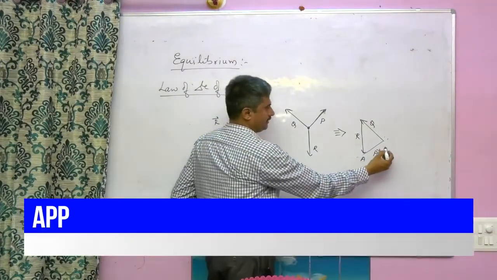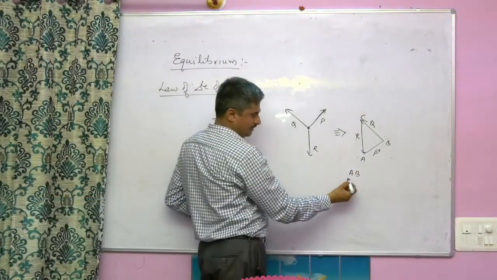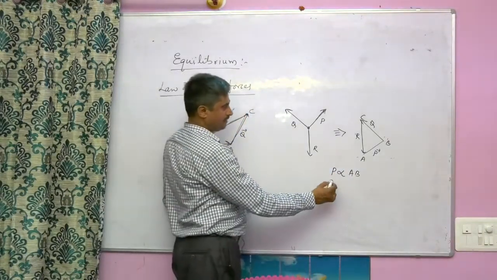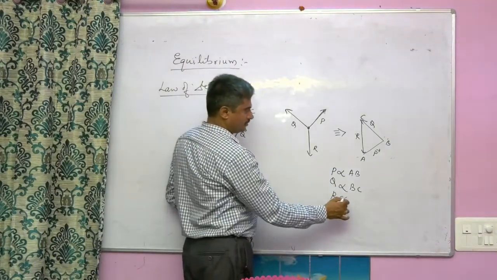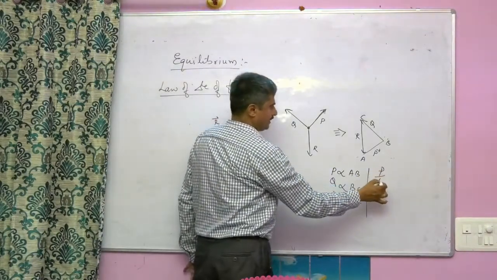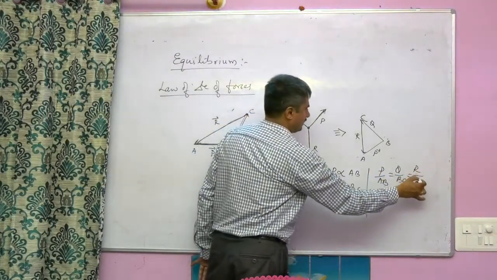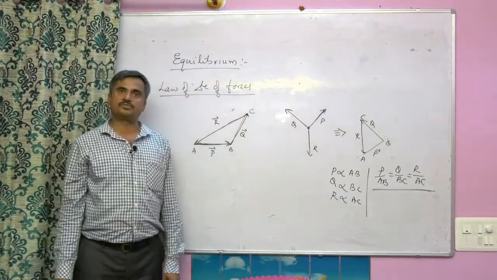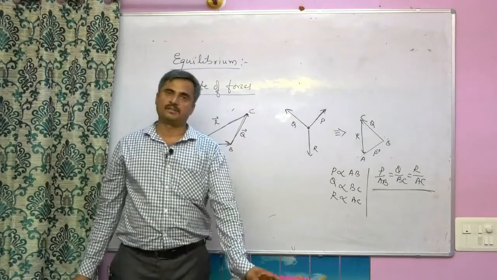So now, here we have drawn triangle ABC. The length AB is proportional to P, BC is proportional to Q, and AC is proportional to R. Therefore, we can write P by AB is equal to Q by BC is equal to R by AC. This is the result of the law of triangle of forces.